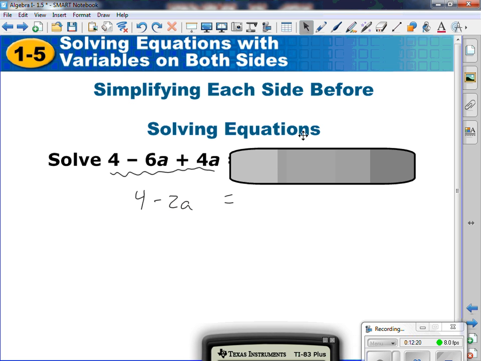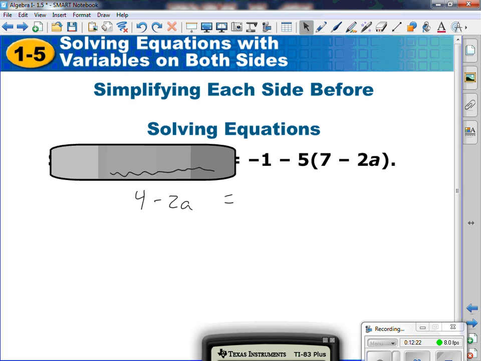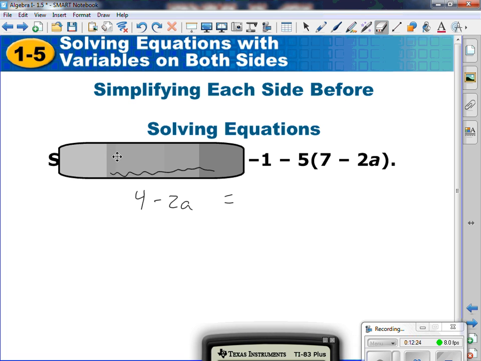Now let's worry about the second side of the expression. What do I need to do here? I need to distribute. Negative 1. What's negative 5 times 7? Negative 35. The negative 5 has to go here too. What's negative 5 times negative 2a? Negative times negative is positive 10a.